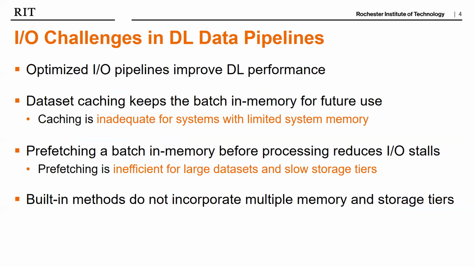To improve performance, deep learning platforms such as TensorFlow and PyTorch offer multiple APIs and methods, such as data caching and prefetching, to create highly optimized data pipelines. A batch of data can either be cached in memory or in storage after it has been processed. However, for very large datasets, the entire dataset cannot be cached in memory due to limited memory availability. Similarly, prefetching reduces I/O stalls by loading the next batch into memory. However, it too becomes ineffective for large datasets and with slow storage tiers.